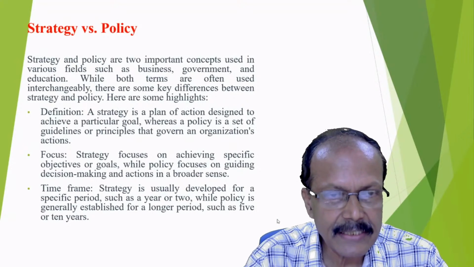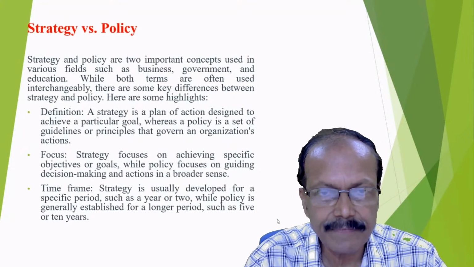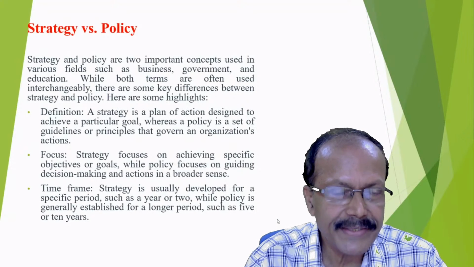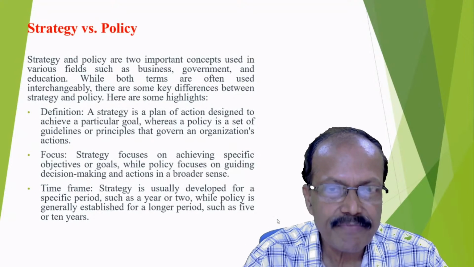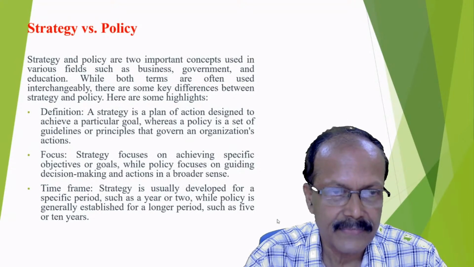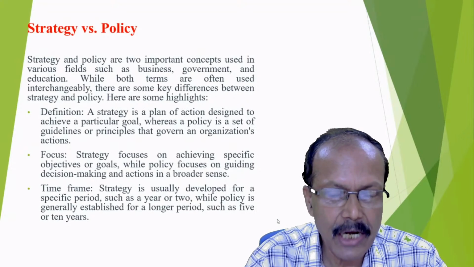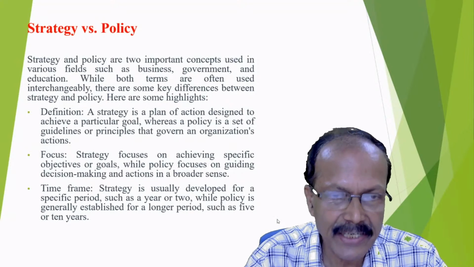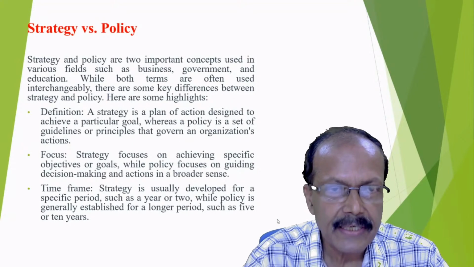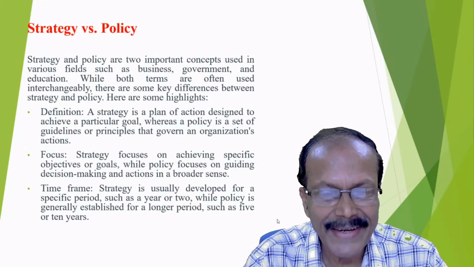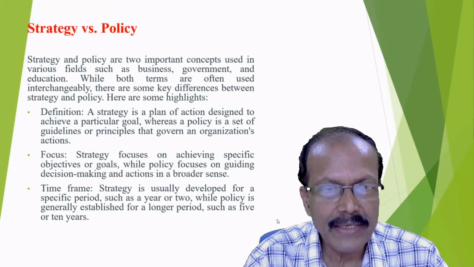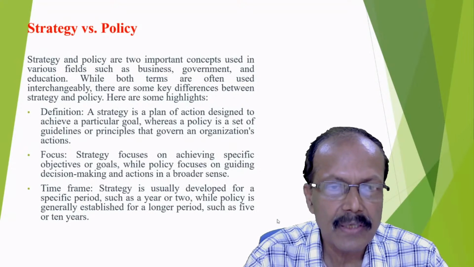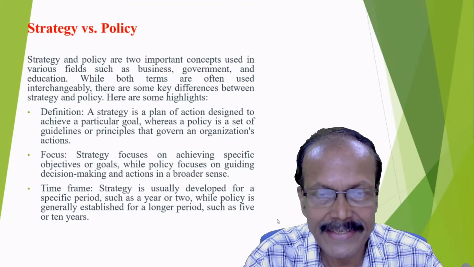When you define a strategy, it is basically a plan of action that is designed to achieve a particular goal, whereas a policy is a set of guidelines or a set of principles that governs an organization's actions and also helps for smooth functioning of the organization's business activities with clarity and transparency, because the policy manuals are readily available for reference as and when it is needed.